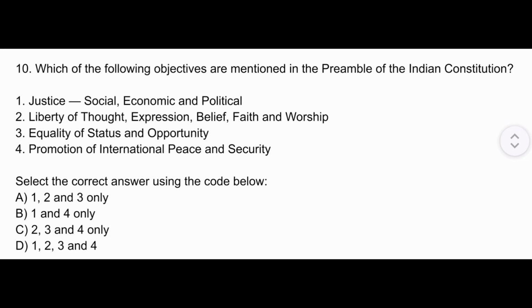The question: which of the following objectives are mentioned in the preamble of the Indian Constitution? First one, justice, social, economic, and political. Second, liberty of thought, expression, belief, faith, and worship. Option 3, equality of status and opportunity. Option 4, promotion of international peace and security. Select the correct answer using the code below.